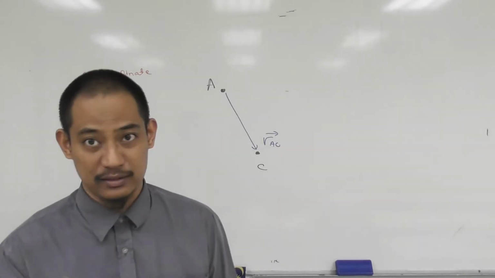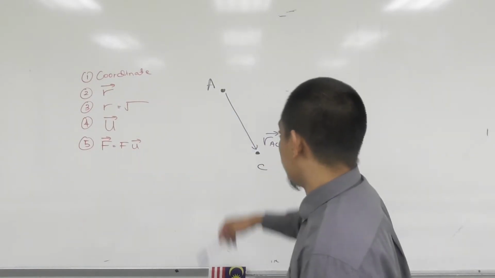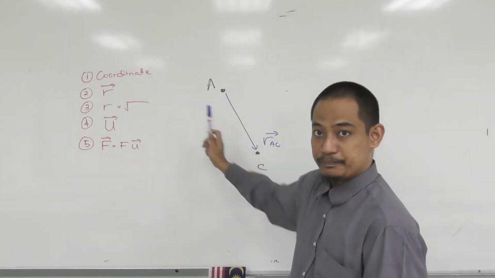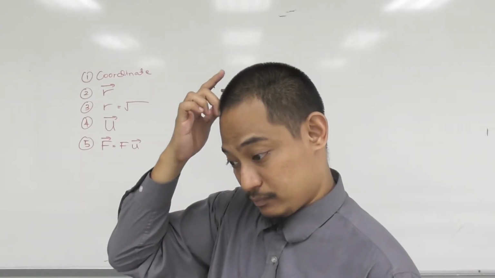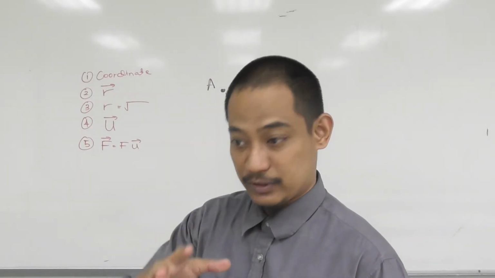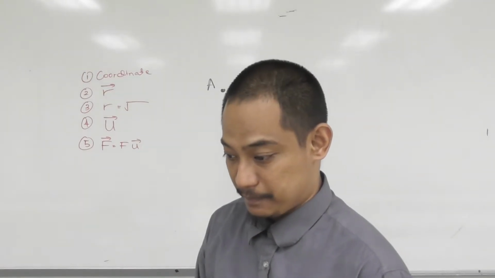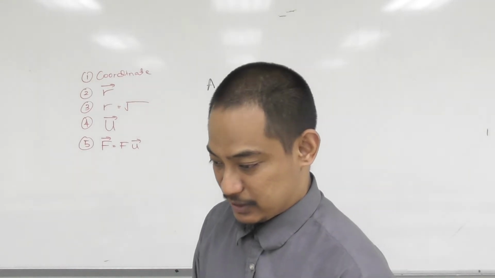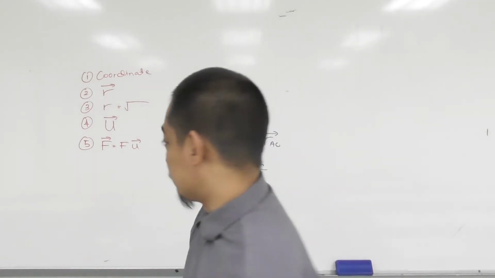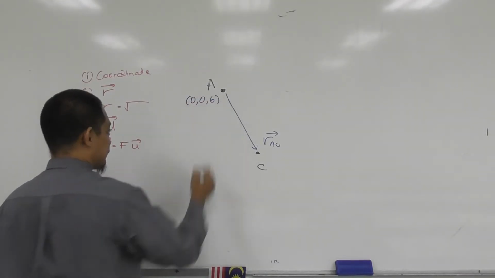Just take 30 seconds to plot what I need, right? So first thing, what? Coordinate, right? What is the coordinate of A? I let you think for 10 seconds. What is the coordinate of A? Based on that slide, based on the diagram, you have got it. So it's basically 0, 0, 6, right? So this is 0, 0, 6.